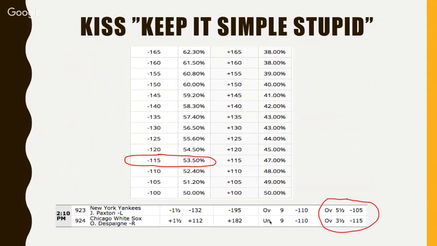Okay. Let's do the Yankees. Over 5.5 is minus 105. So we have to find minus 105 on the chart. This is real hard, right? So minus 105 is 51%.